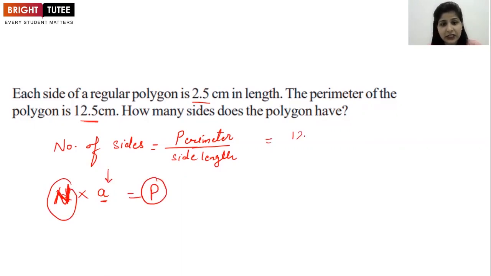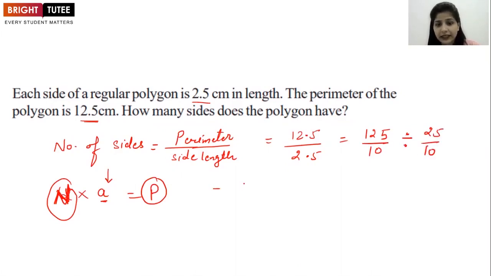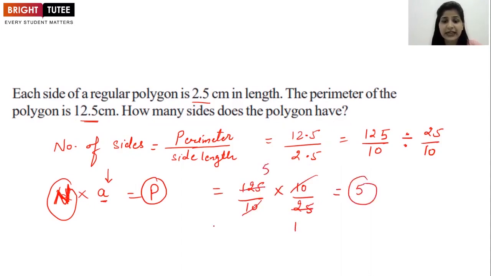So perimeter here is 12.5 divided by 2.5. Removing the decimal, we will have 125 upon 10 getting divided by 2.5, that is 25 upon 10. Taking the first fraction as it is, using the multiplication sign in place of division and taking the reciprocal of the second fraction, you see, we can cancel. 25 ones are 25, 25 fives are 125. So how many sides are there? There are 5 sides in the polygon.